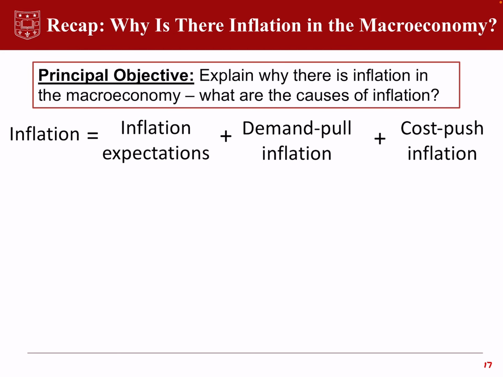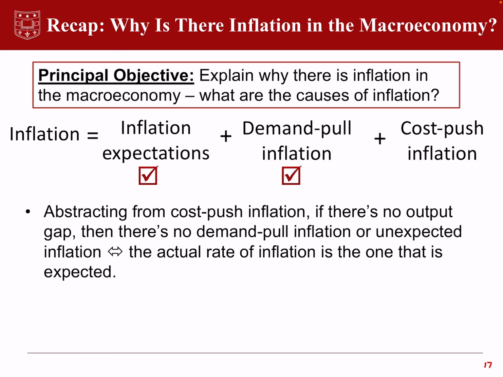So, why is there inflation in the macroeconomy? Again, that is our objective. There is inflation in the macroeconomy because of inflation expectations. There is inflation that additionally may arise in the macroeconomy because of demand pull inflation. And now, what we want to do is introduce the third reason why there is inflation in a macroeconomy, and that's what's known as cost push inflation.